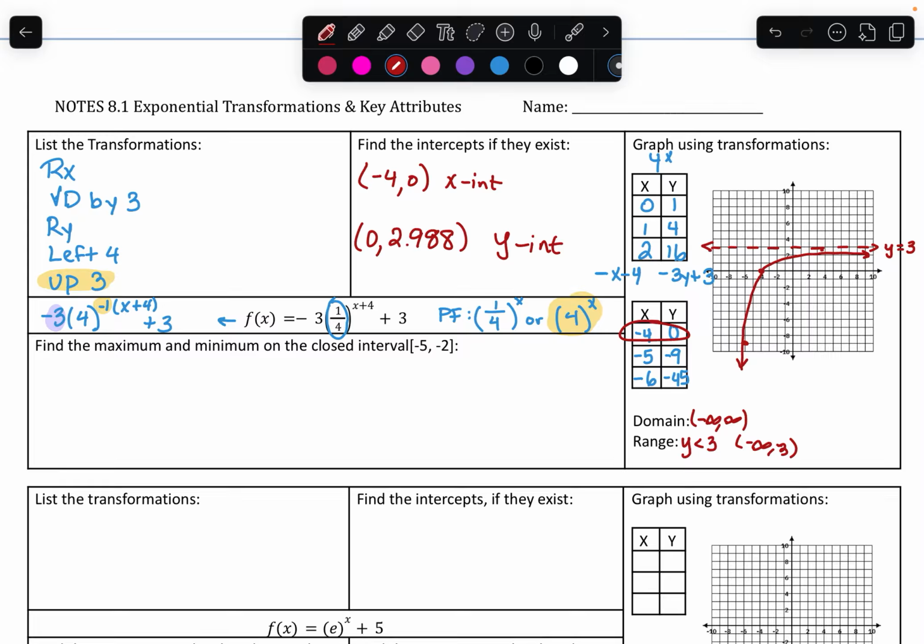All right, finding the maximum and the minimum from -5 to +2. We're zooming in on our function from those values. I can see that this function is increasing. Oops, I did it way too far, sorry. It should be -5 to -2. This function is increasing over time, so I should have a minimum at the x value of -5 and a maximum at -2.